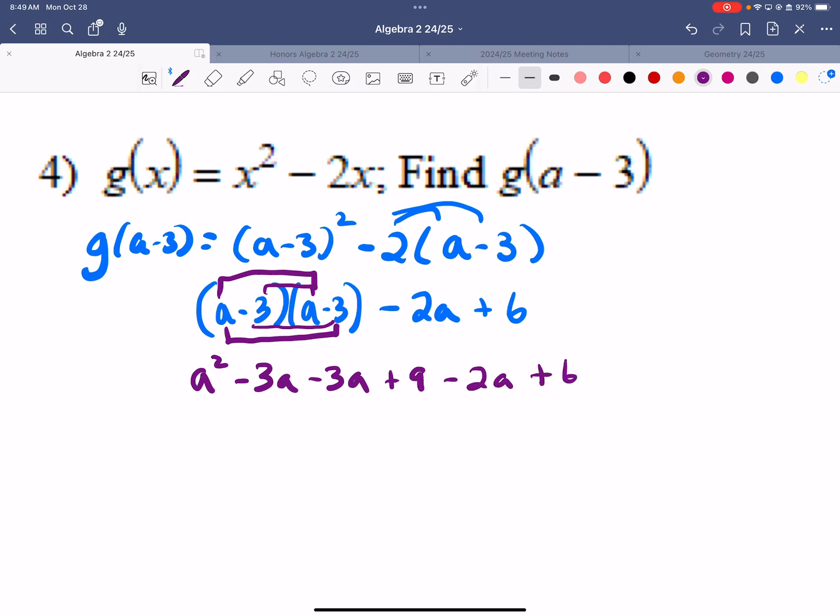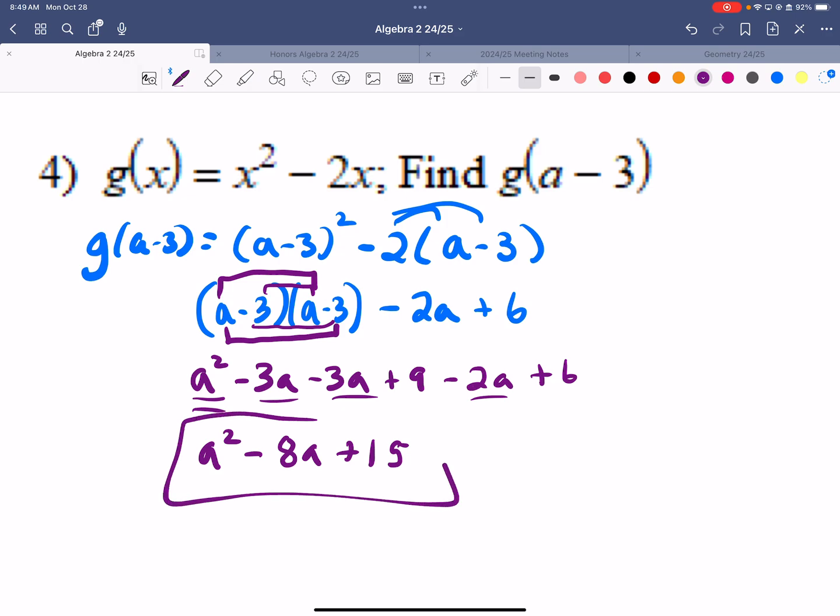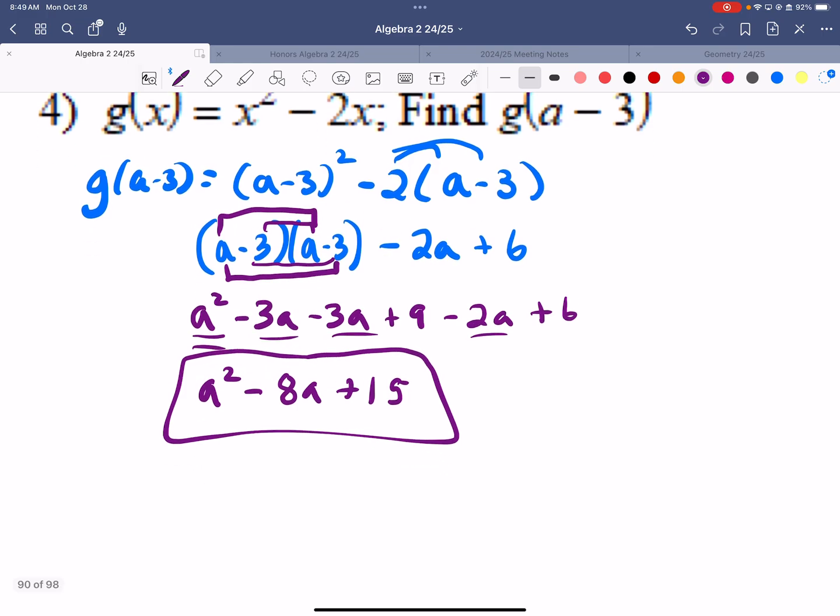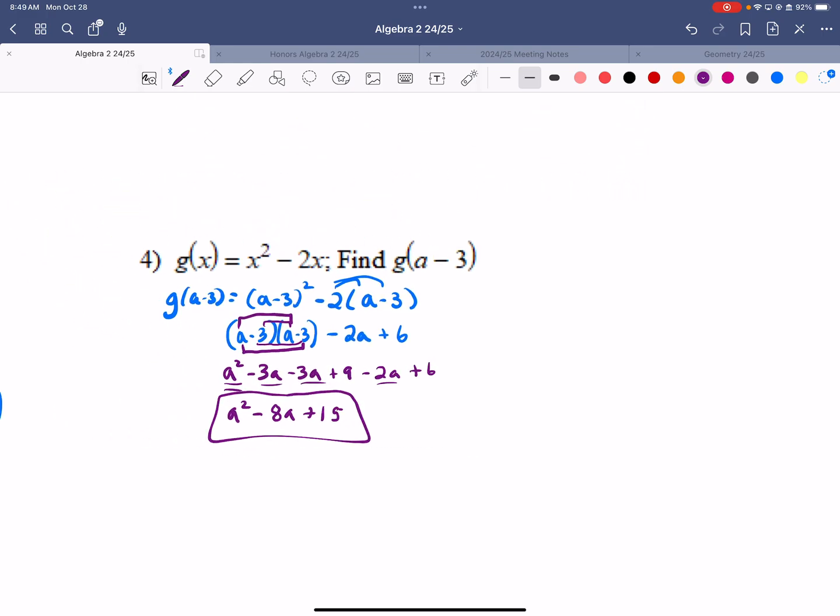Now combine like terms. So we've got a squared. That gets 2 lines. 1 line, 1 line, 1 line. It's minus 8a plus 15. Overall, again, concept, you're still just replacing your x value with what they want it to be replaced with. Now you got to remember the FOIL, and you got to remember to do all of those things as well when you're doing that. Any questions so far?